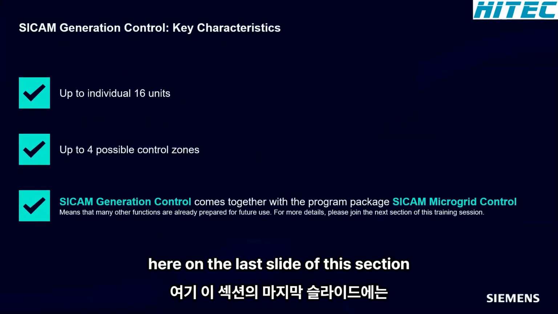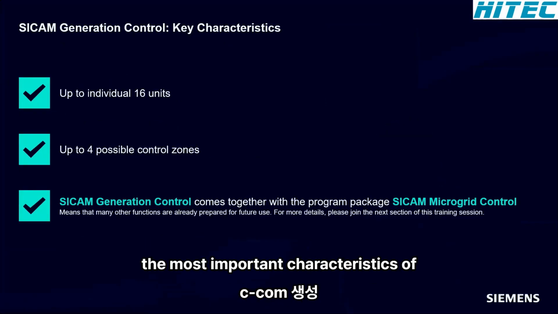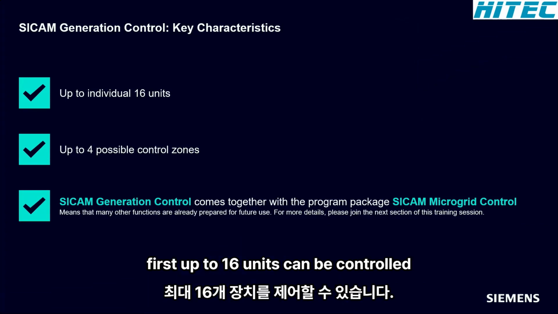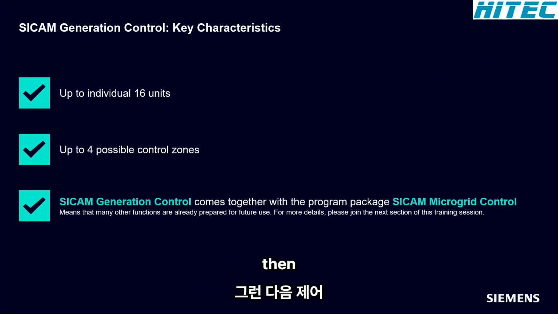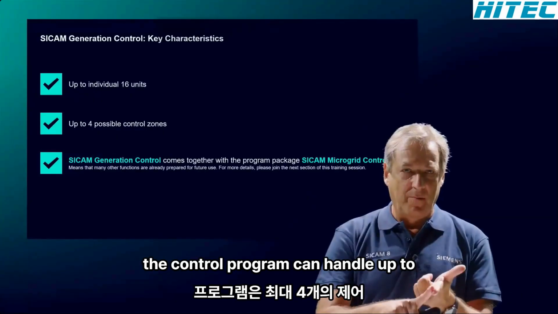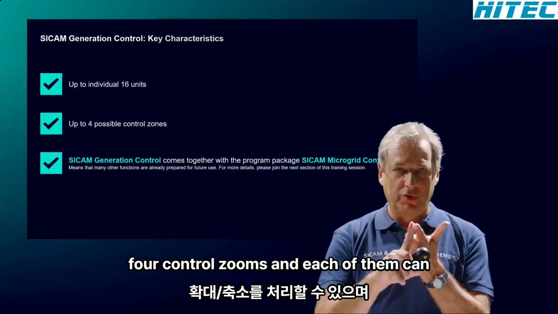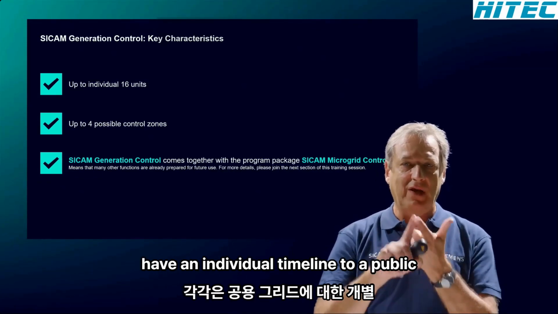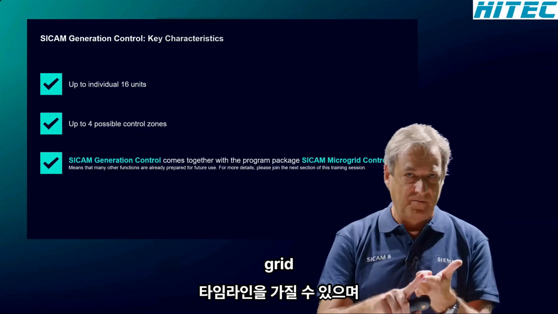Here on the last slide of this section, the most important characteristics of SICAM generation control are shown. First, up to 16 units can be controlled. Then, the control program can handle up to 4 control zones, and each of them can have an individual tie line to a public grid.